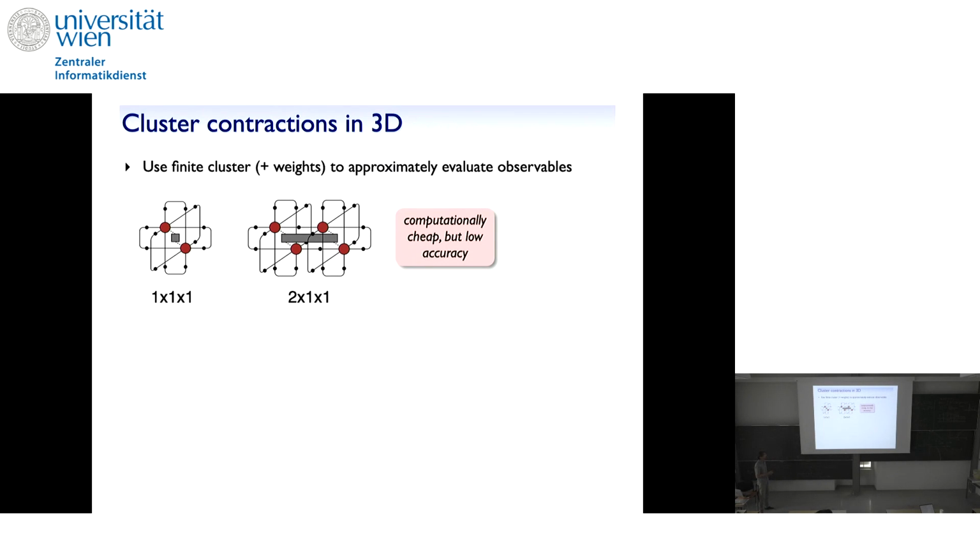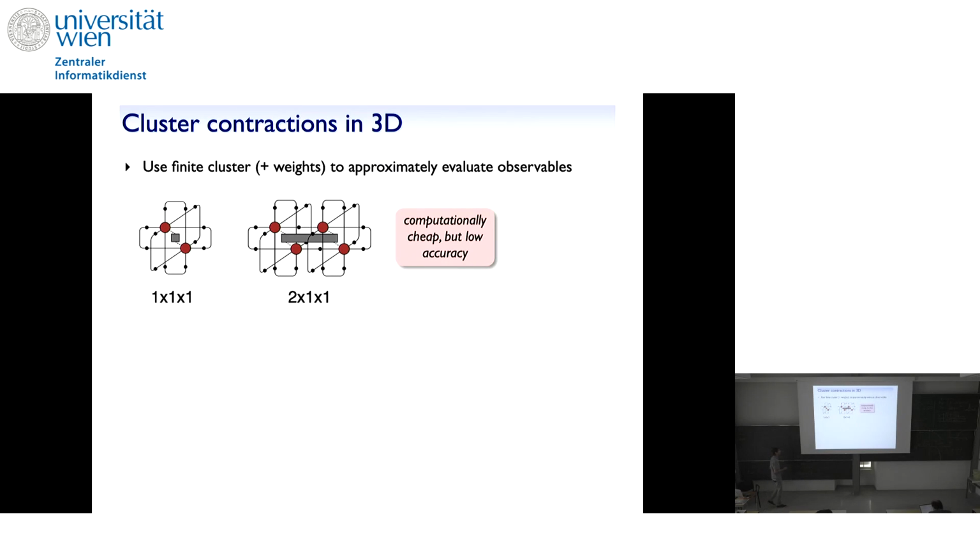So we used clusters to approximate local expectation values. So here are the smallest possible clusters, just 1 times 1 times 1, and here just 2 tensors in 3D, where we also include the neighboring weights. So this is computationally very cheap to contract, but it also has a very low accuracy. So it's not very useful.